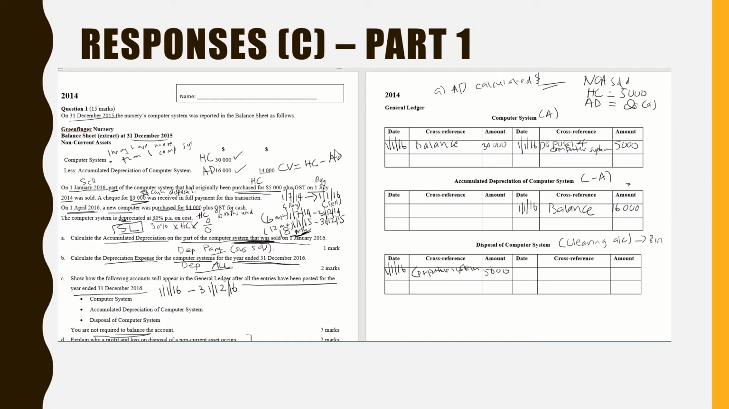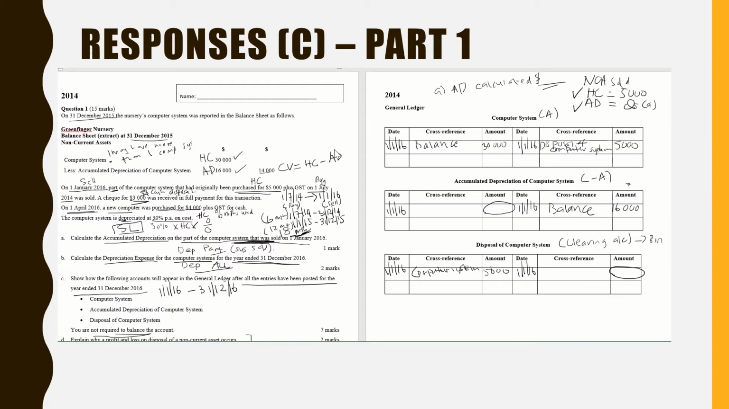Okay, so remember, the next step is to transfer the accumulated depreciation balance of the asset that I have sold. So if I'm taking the accumulated depreciation out, I will need to debit this account. And again, I am throwing all that to the disposal account. That's on the first.